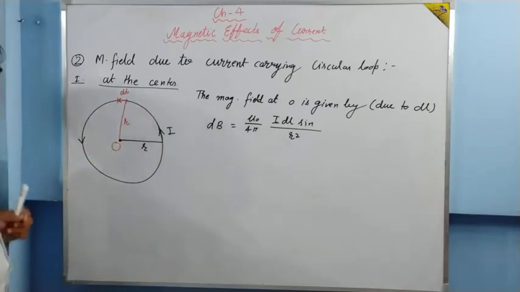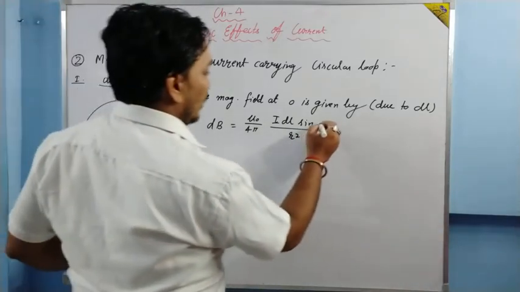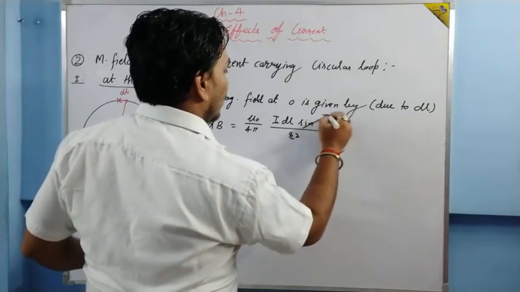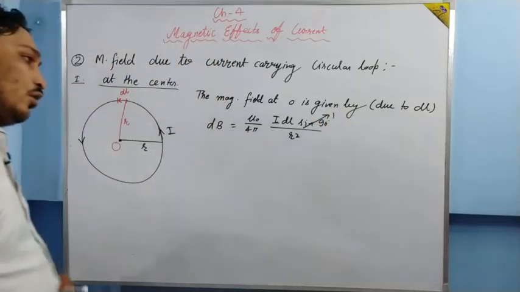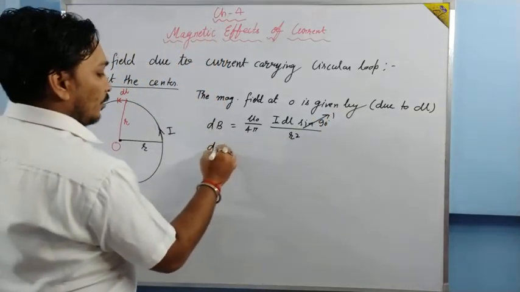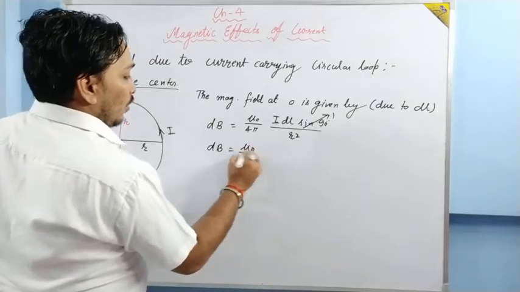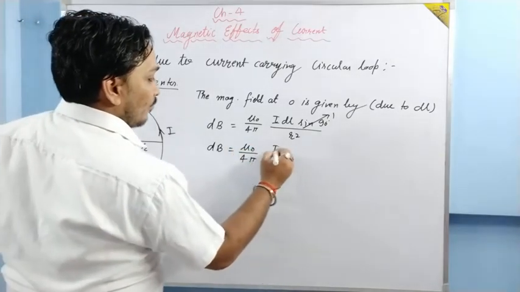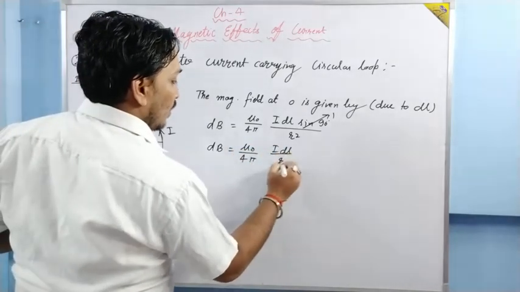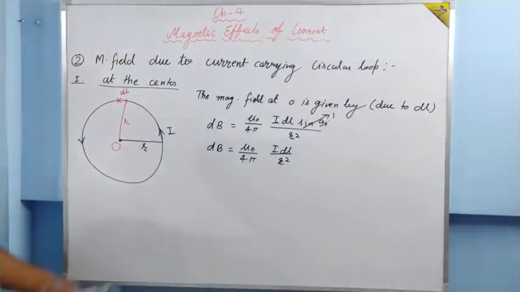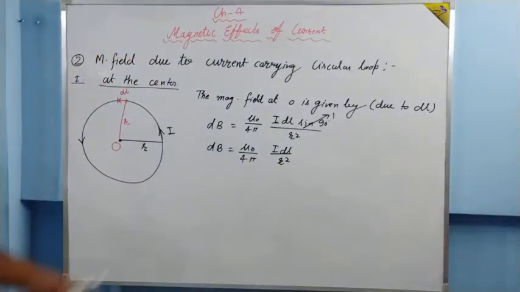What is the angle between the tangent and the radius? It is 90 degrees. We have to put 90 degrees over here. The value of sin 90 is 1. So what we are going to have is dB equal to mu naught upon 4 pi, I dl upon r square. Now we have to integrate it.